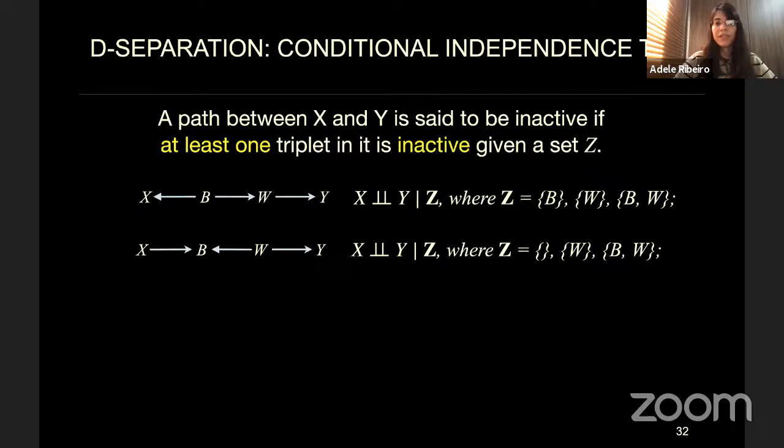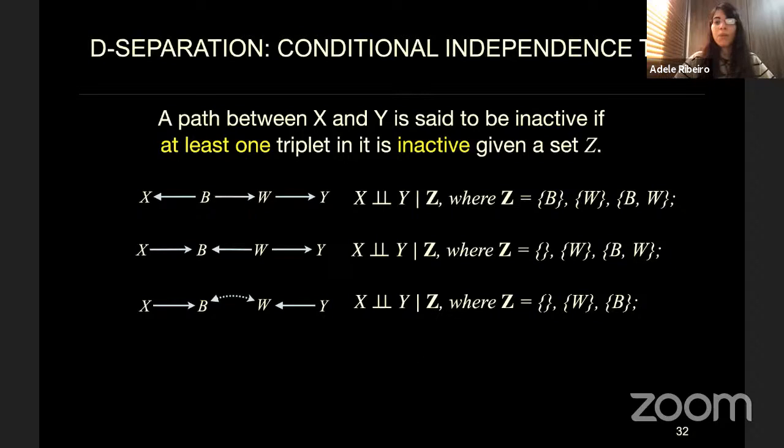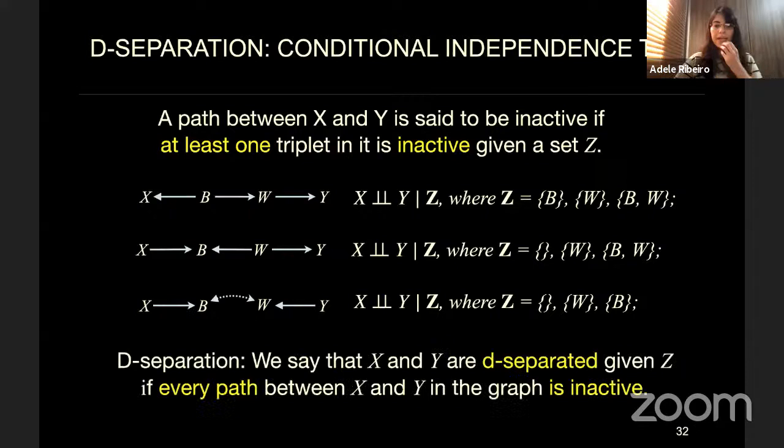This is another example. I have now two colliders. In this case, I can open one of the colliders, but I cannot open both. So X is independent of Y given the empty set, given W, or given B, but not given both. So we say that two variables X and Y are d-separated given Z if every path between these two variables is inactive. We have to look at all the paths between X and Y and do this exercise to see if the variables in Z are blocking all these paths.